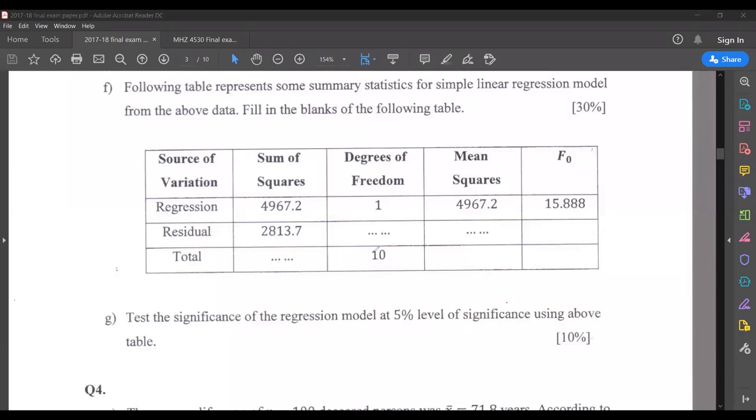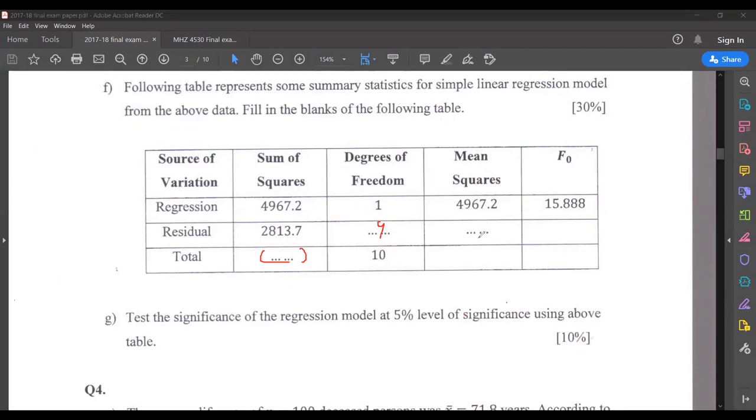So here the degree of freedom is 9. Simple subtraction: 10 minus 1, 9. That's all. Here they are asking for the total in the sum of squares. You just need to add these two values, and you can find this part.